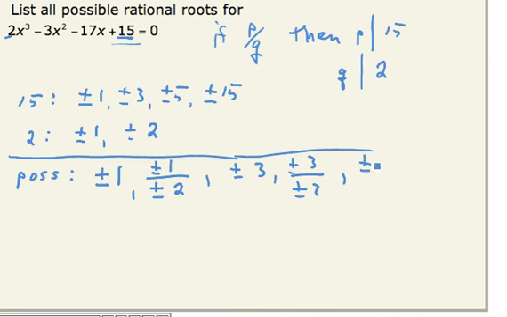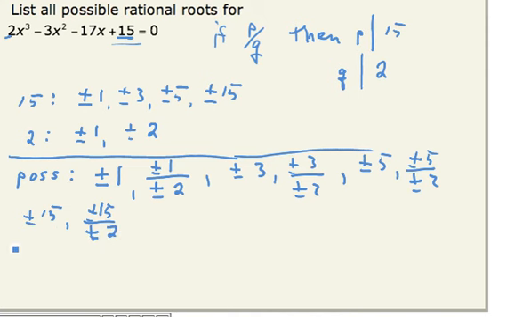Plus or minus 5 divided by plus or minus 1. Plus or minus 5 divided by plus or minus 2. And lastly, plus or minus 15 divided by plus or minus 1, and plus or minus 15 divided by plus or minus 2.